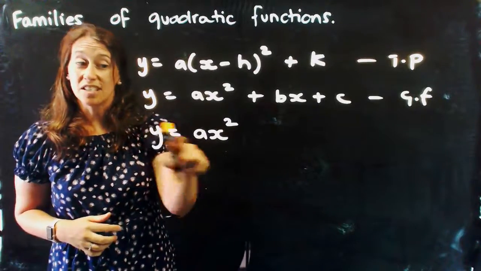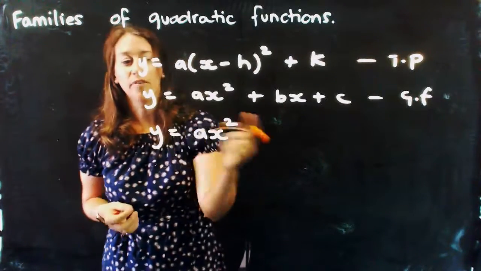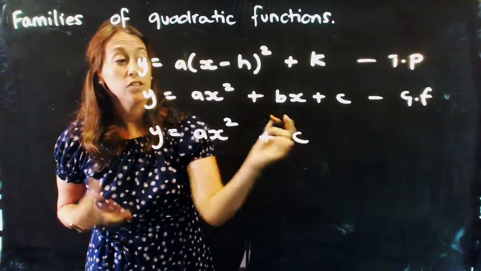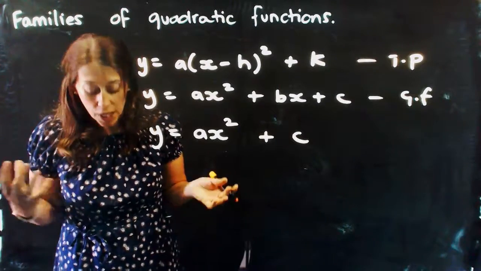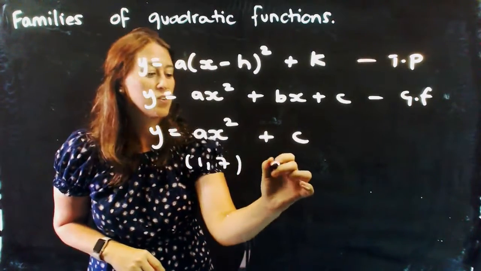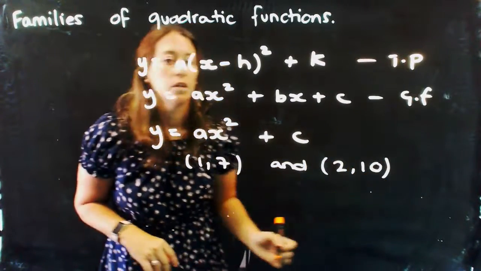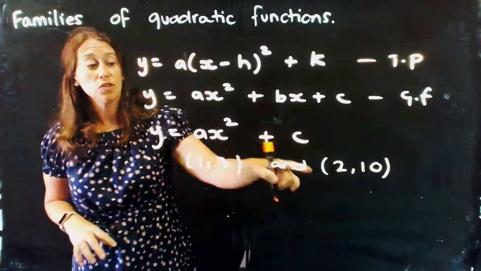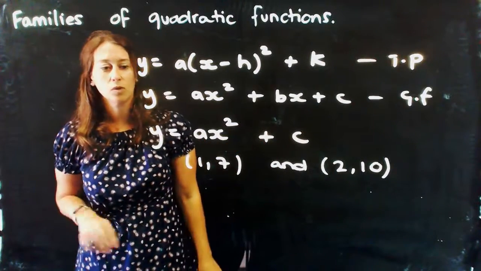Now what we're going to do is explore these kinds of things. So let's have a look at something in the form of ax squared plus c. As you can see, there's no b. So what we need is some information. Let's suppose there's two coordinates: (1, 7) and (2, 10). Our equation goes through these points, and we've got to solve for a and c and find out what those are.